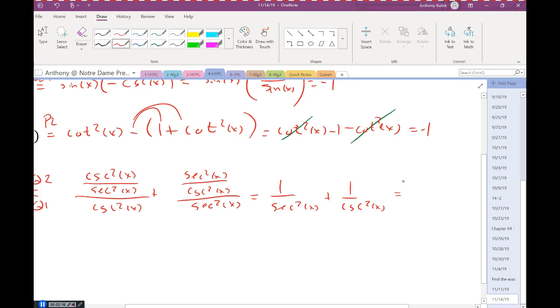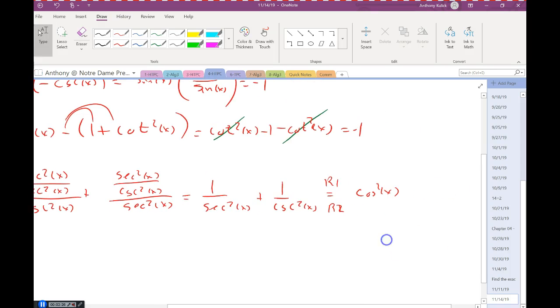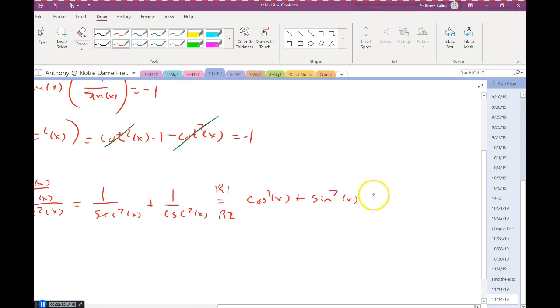And then I'm going to use R1 and R2 respectively to rewrite 1 over secant squared as cosine squared, and 1 over cosecant squared as sine squared, which, according to P1, is 1. So that's it. That's how you did them. 3 minutes would have been plenty.